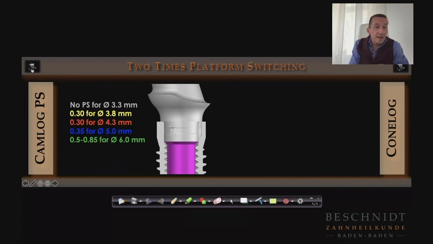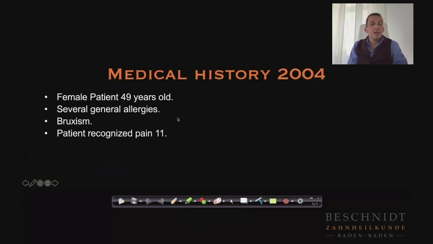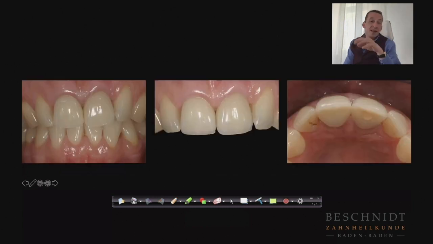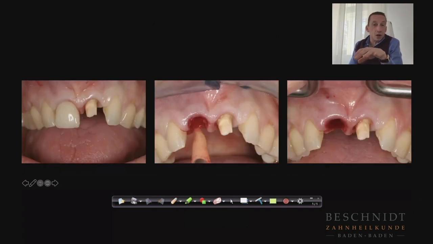Let's have a look at one case where we did this, and you see this case is almost 15 years old. This is a lady. We had to take out both central incisors because of root canal treatments and failures. So to make a long story short, we started with the right incisor, and in 2004, no one was talking about platform switching, I have to admit.